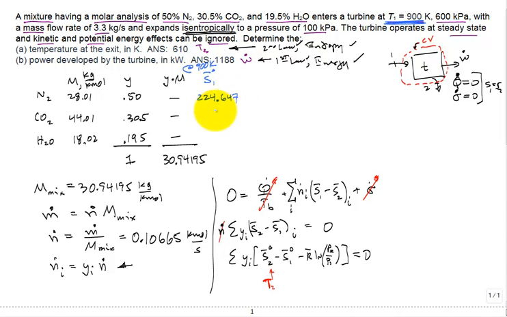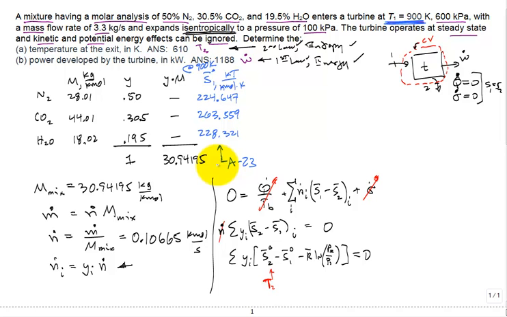224.647, 263.559, and 228.321. Those are all in kilojoules per kilomole Kelvin. And where did they come from? Table A23 in our textbook. They account for temperature-dependent specific heats. They're all on a molar basis.